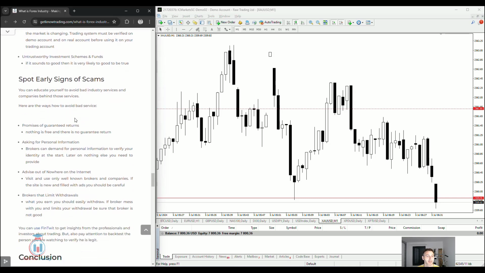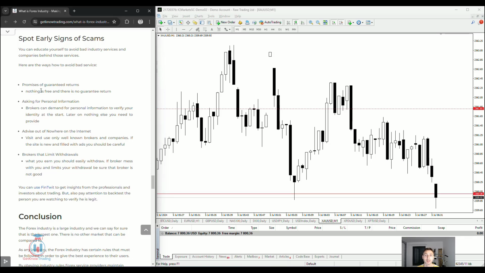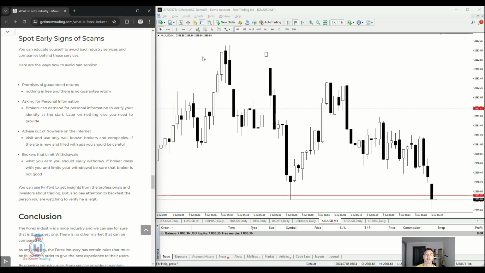So, spot early signs of scams. These are signs that you can see. Whenever they promise you a large sum of profit, avoid that. It's not possible, because being a trader on the Forex market is not very easy, and only a small number of traders are making lots of money. It's not easy to start, and it's not easy to be profitable in the long run, but it is possible. If you are patient, disciplined, and you have a trading system, risk management, and enough knowledge, you can be profitable.